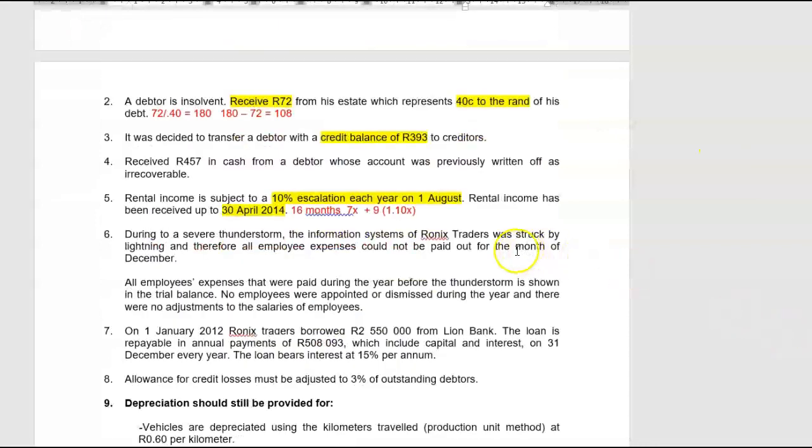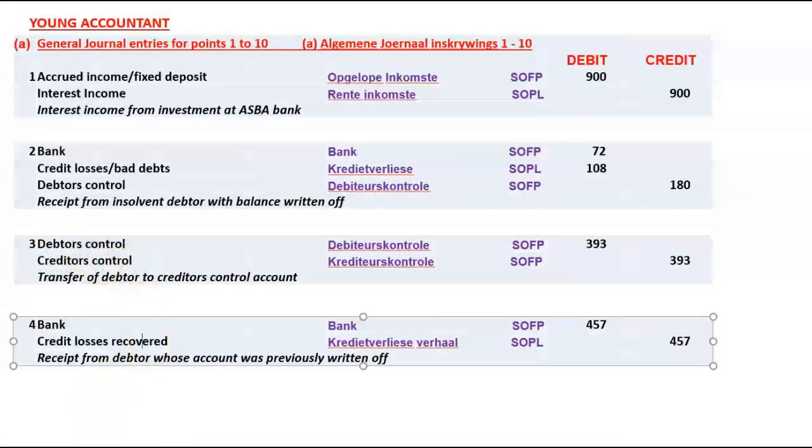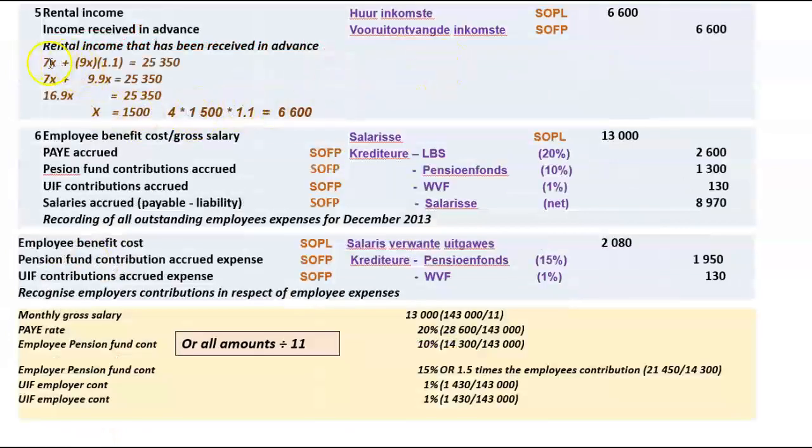25,350 Rand. So that is what's currently lying in our books. If we now go through all these slopes and schleps and all kinds of things to work out exactly what is the total income that we've received, it is 7x plus 9 multiplied by 1.1 equals 25,350. And if we go right through the process, we see that x is 1,500 Rand.